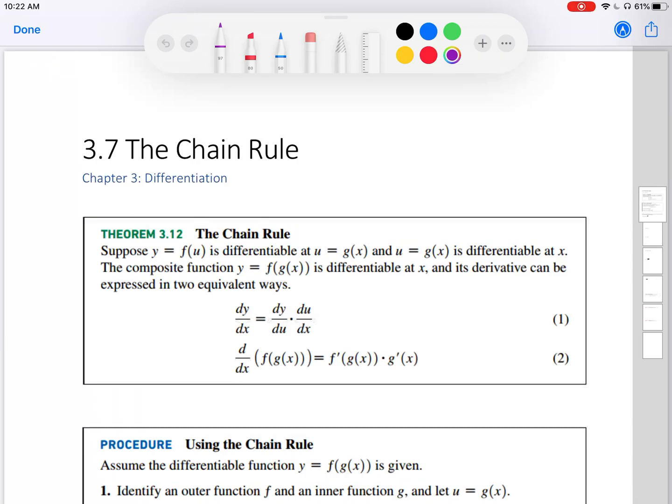Section 3.7, the chain rule. This is a fun one as well. Derivatives are just fun.